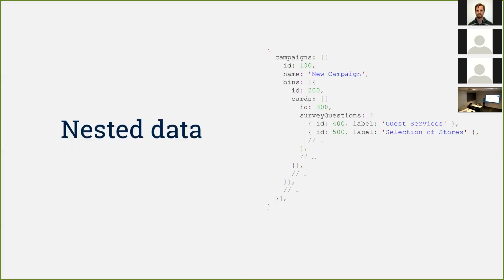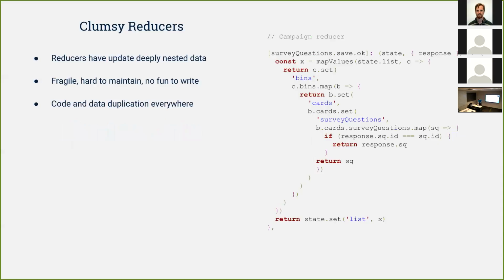which leads to very clumsy reducers, which look like this. They're hard to maintain. They're fragile. If you ever change the structure of your data, you have to go change all these reducers. It's very hard to debug, and they're no fun to write.